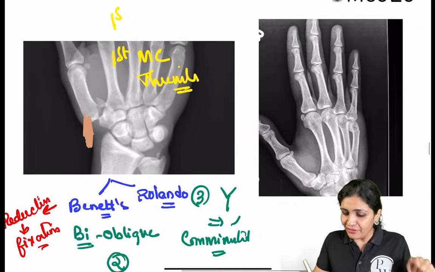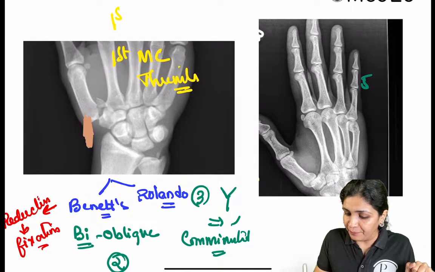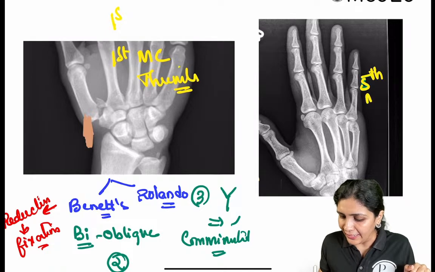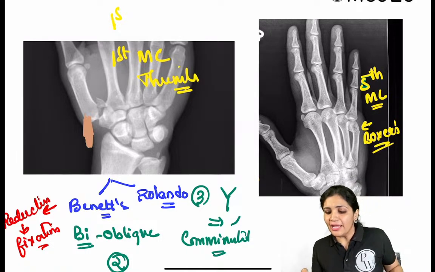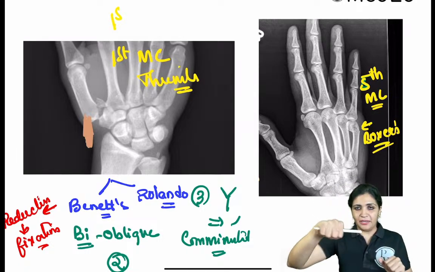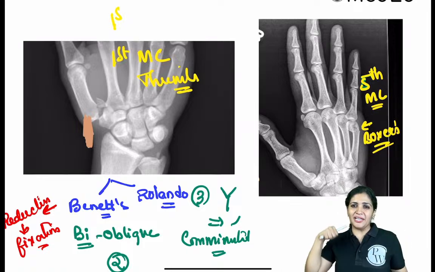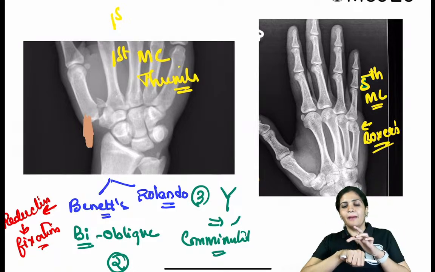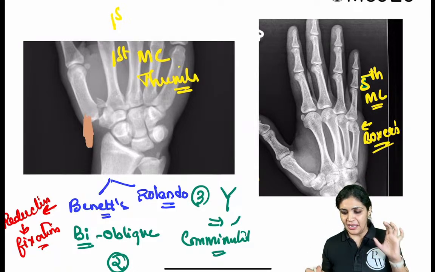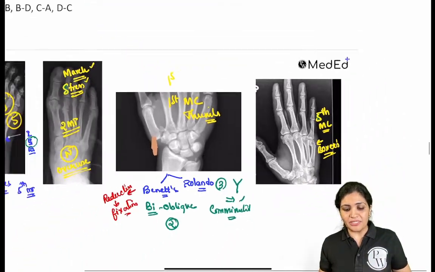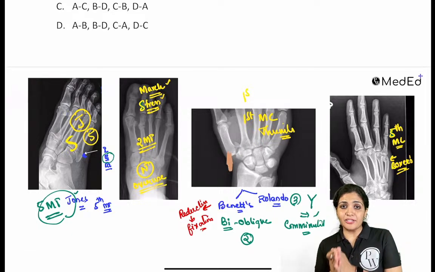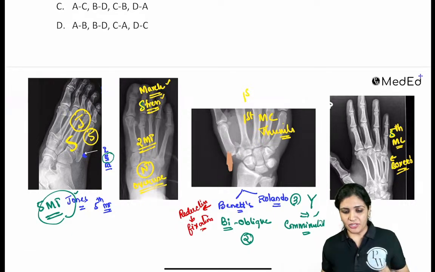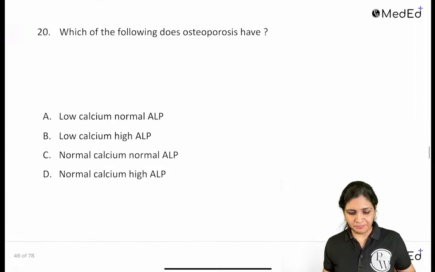Then coming to the fifth metacarpal neck, right? This is the fifth metacarpal neck. The name itself suggests this is your boxer's fracture. So this is your boxer's fracture, where a fist has been made by the individual and is punching. Then there is a break in this metacarpal, that is the fifth metacarpal. So these are the important fractures: the Jones, the March, the Rolando, the Bennett's, and then your boxer's fracture. So that is the question.